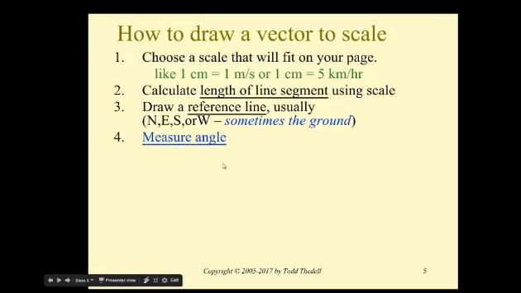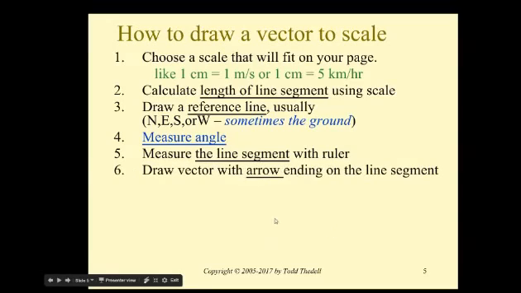We then measure the angle. If you need, there's a link under this that will show you a review on how to use a protractor. I'll show you how you do that in examples coming up. We then measure the line segment with the ruler. So we've already calculated the length, we measured the angle, and now we measure the line segment. And then we draw the vector with an arrow ending on the line segment. I'll show you some examples of how to and how not to do it coming up.